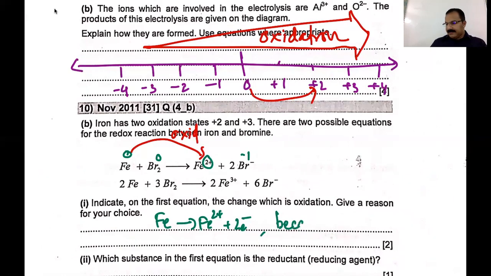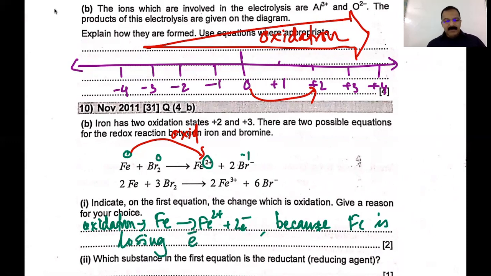Because it's oxidation, because oxidation is this, because Fe is losing electrons. 1 mark for identifying the change, 2nd mark for giving the explanation.